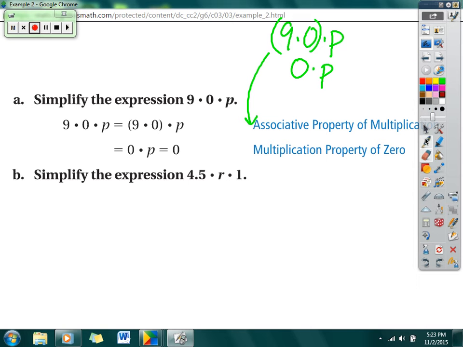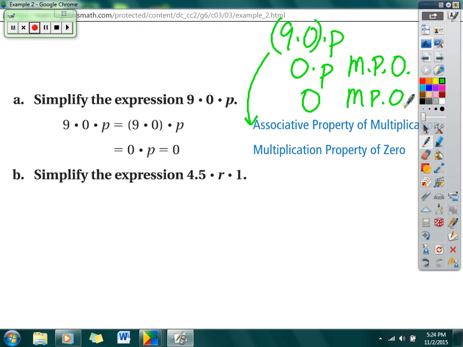because of the multiplication property of 0. Okay, I'm just doing that because I'm running out of room. But please write multiplication property of 0. Then 0 times p is also 0 because of the multiplication property of 0. Okay, so please write that in the full terms. Let's look at the next one.